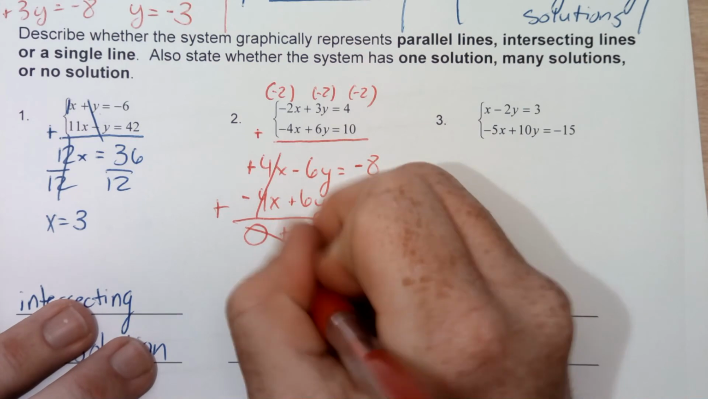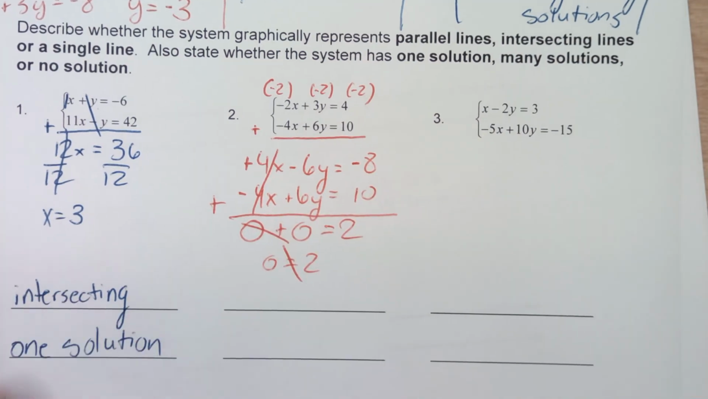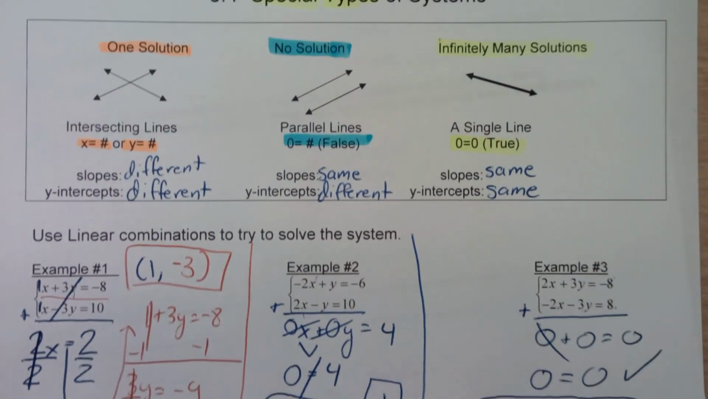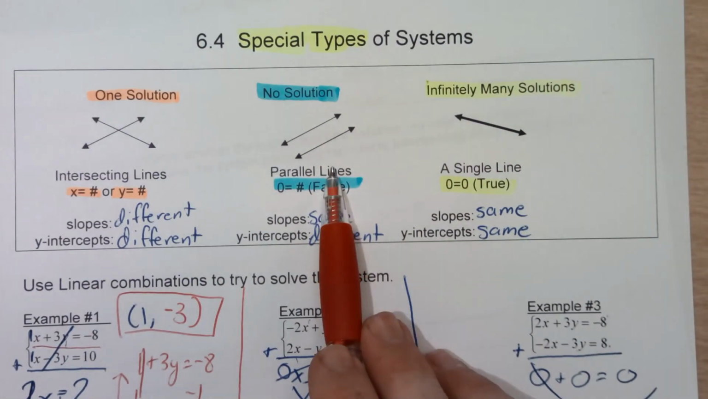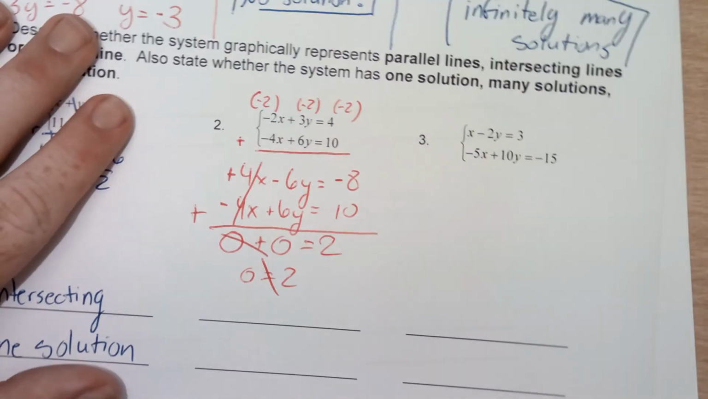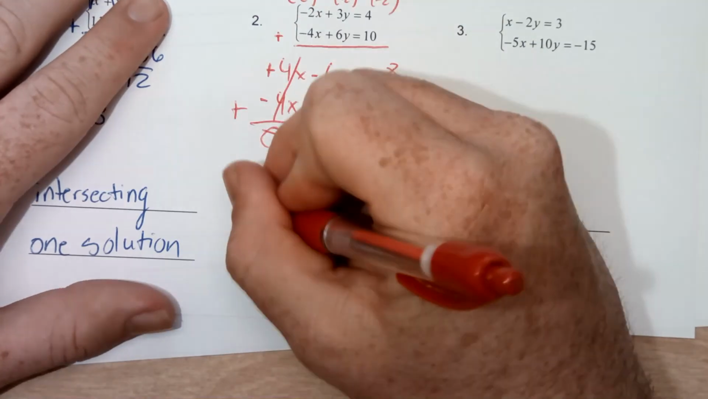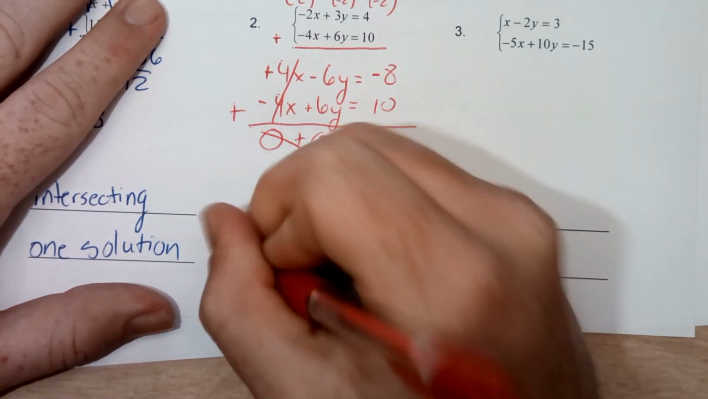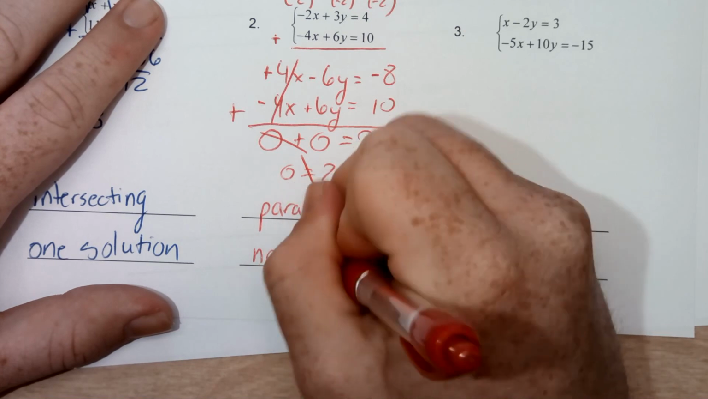That is not the case. 0 does not equal 2. So I know when I get 0 equals a number, that is false, right? I have parallel lines that have no solution. Okay. So down here, I would write parallel lines. Then I would write no solution.